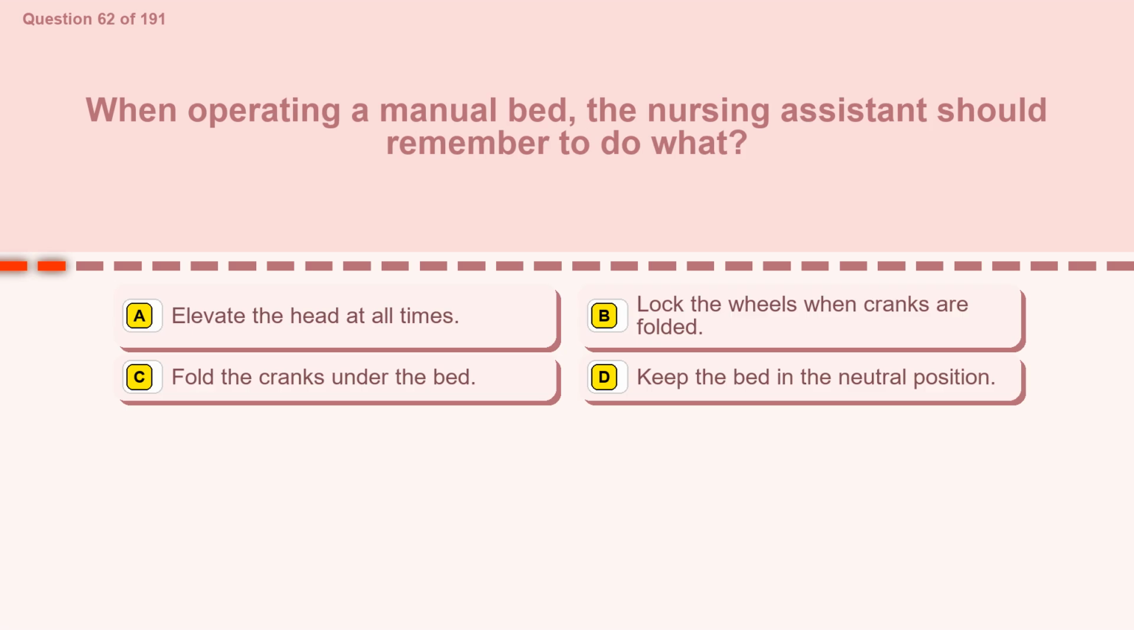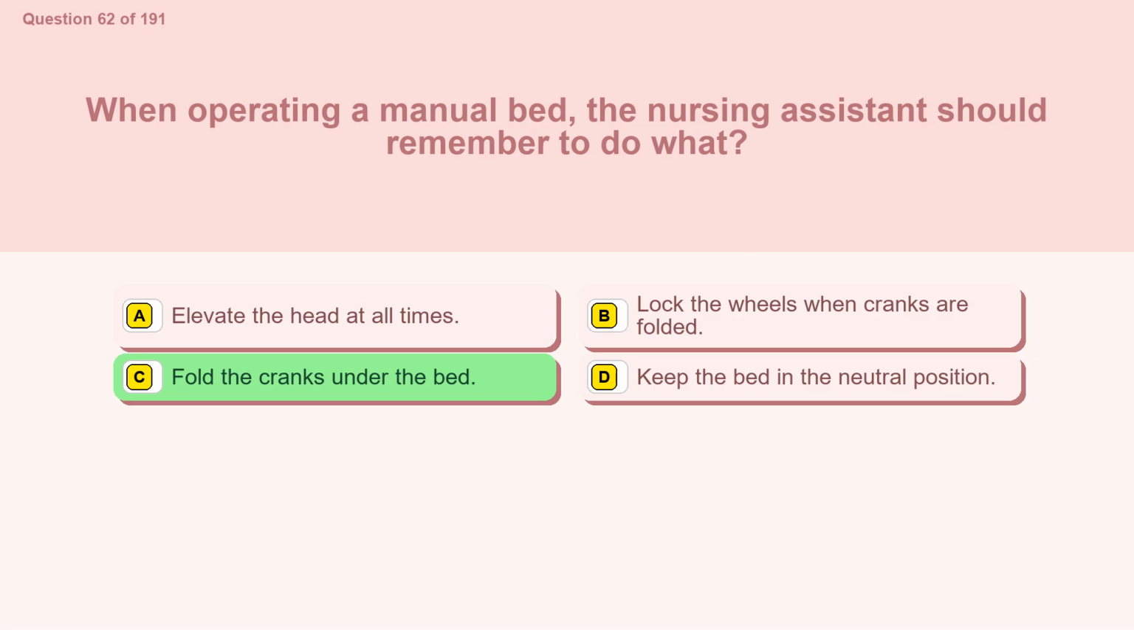Question 62. When operating a manual bed, the nursing assistant should remember to do what? Option A. Elevate the head at all times. Option B. Lock the wheels when cranks are folded. Option C. Fold the cranks under the bed. Option D. Keep the bed in the neutral position.